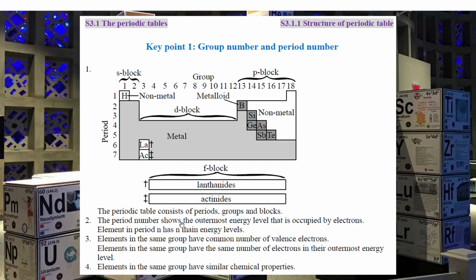The period number shows the outermost electron shell level being occupied. So 1, 2, 3, 4, 5, 6, 7 means the number of electron energy levels being occupied. An element in period n has n main energy levels. And elements in the same group have the same number of valence electrons, the same number of outermost shell electrons. So 1 to 8 outermost shell electrons for different groups.